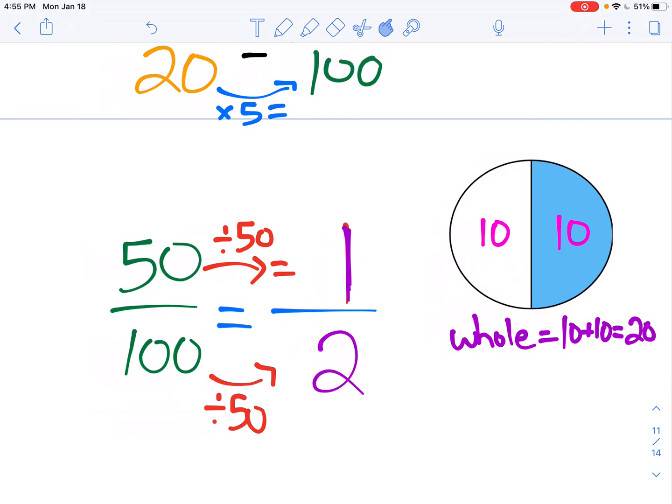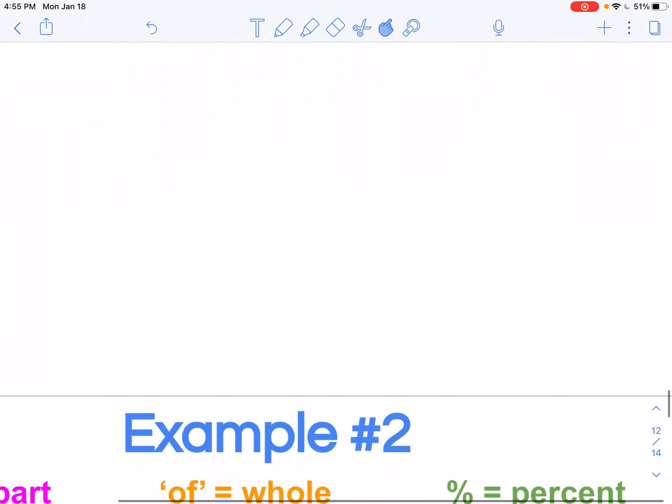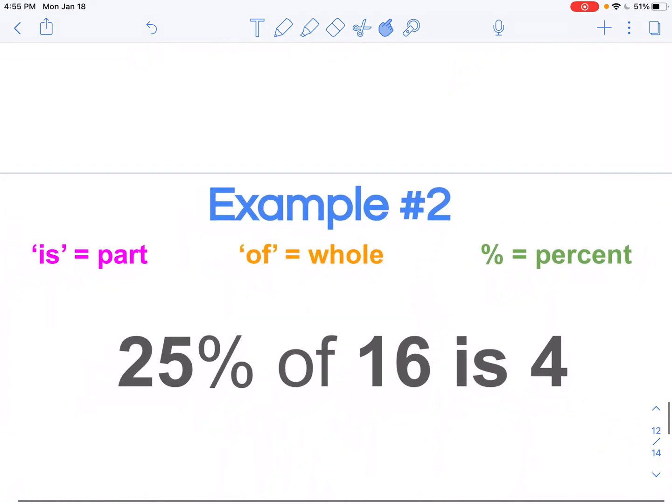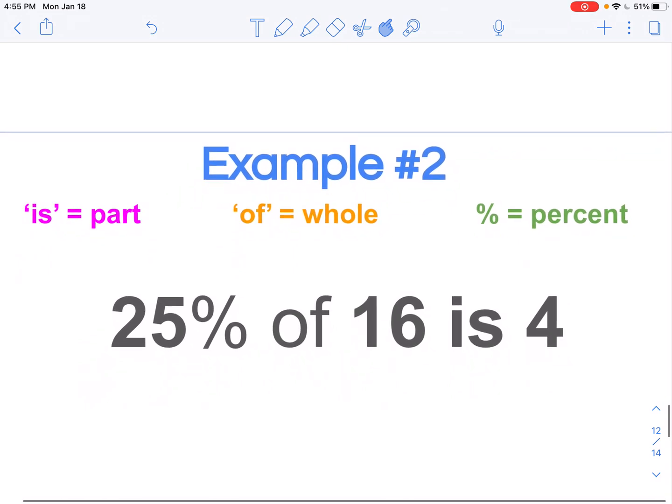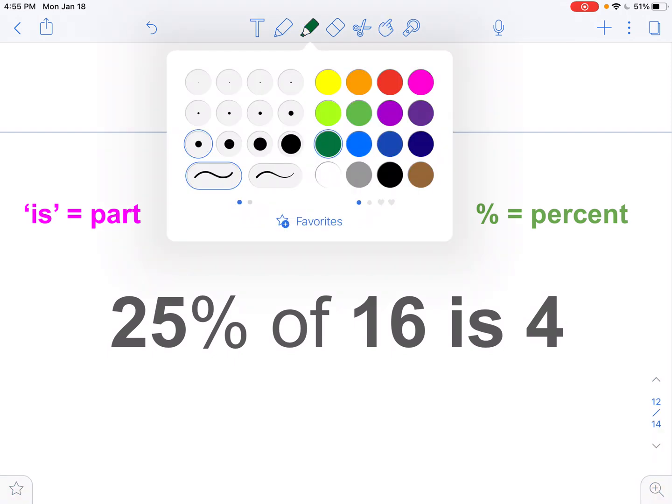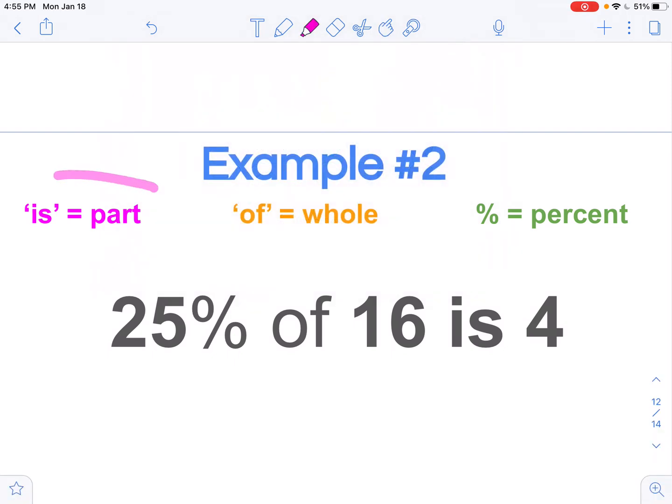All right, let's look at one more example. Example number 2. Sometimes they write it like this. 25% of 16 is 4. So I'm still going to start with the pink for the equals part. So here's the word is. Now it's at the end. It's is, and what comes after is 4. Now, what's tricky is because the first one, it was 10 is. Now I have the is with the 4.